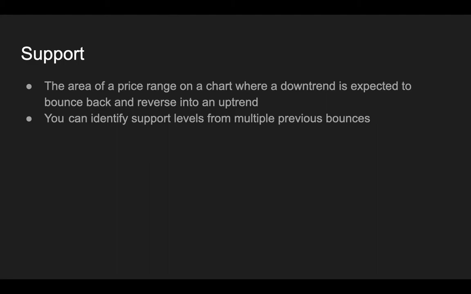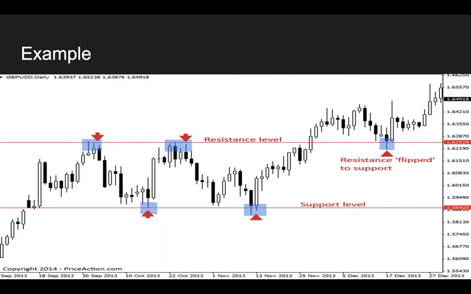Support is the area of a price range on a chart where a downtrend is expected to bounce back and reverse into an uptrend. You can identify support levels from multiple previous bounces. I'll explain what all this means in a second. Resistance is the area of a price range on a chart where an uptrend is expected to bounce back and reverse into a downtrend. So it's literally the complete opposite of support. You can identify resistance levels from multiple previous bounces, just like you can with support.